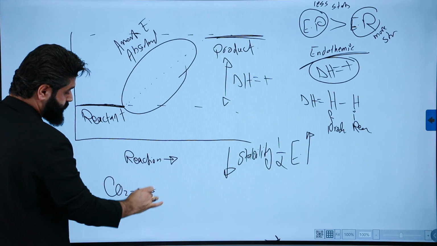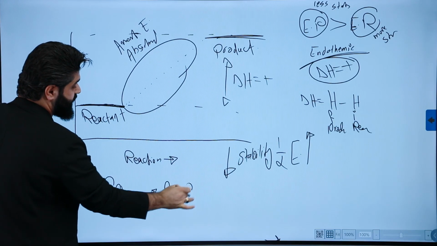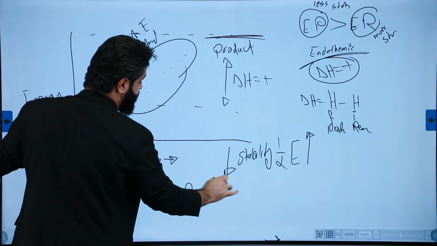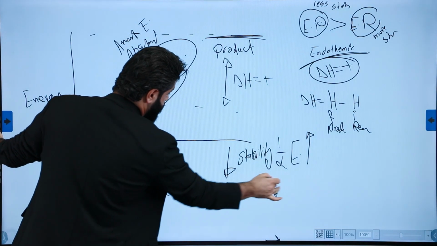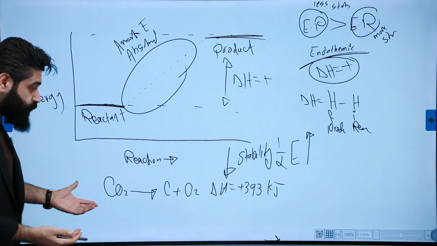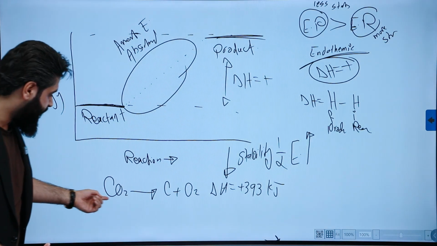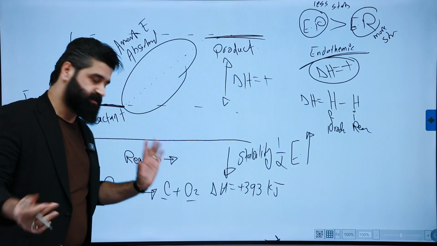CO2 to form carbon and O2. Delta H equals positive 393 kilojoules. Tell me, which one is more stable, reactant or product?